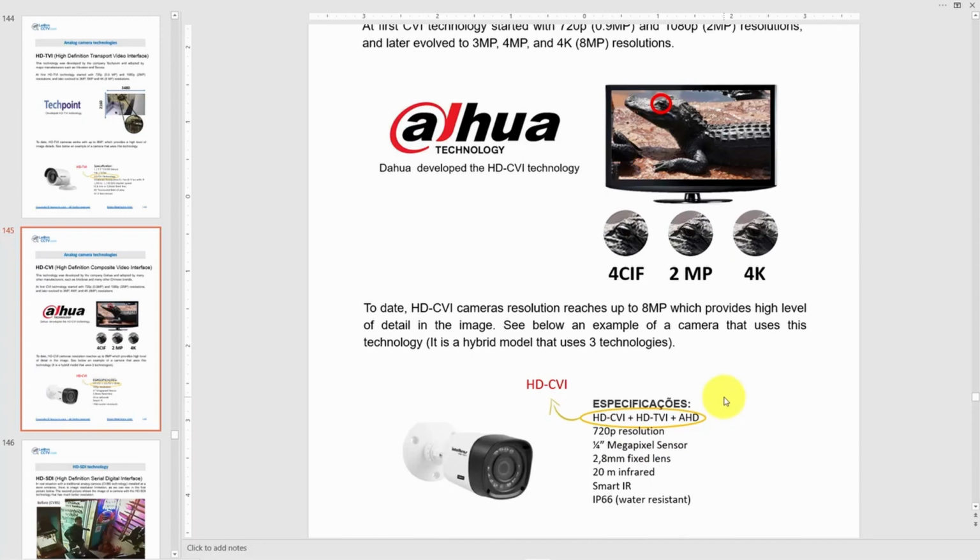You need to understand that there are a lot of different technologies in the market. Don't get confused. You need to understand a little better what you're using so you can match the technology from your camera to the DVR, or you can use hybrid DVRs, right? So that's why you're here watching videos, learning more.